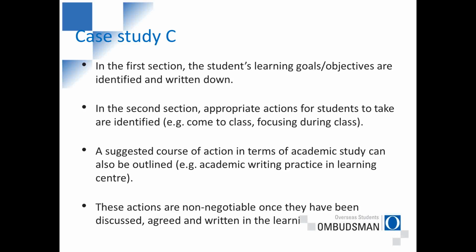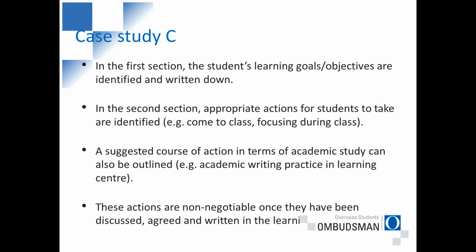Other things that we see is you might require them to attend a certain amount of classes separate to your normal attendance requirements. You might give them additional homework. You might set particular deadlines for them to hand in work. So once that has been outlined, and that can cover academic study as well, then those actions, once they've been negotiated between the student and the teacher, are discussed, agreed on, written in the learning contract, and then they become non-negotiable.